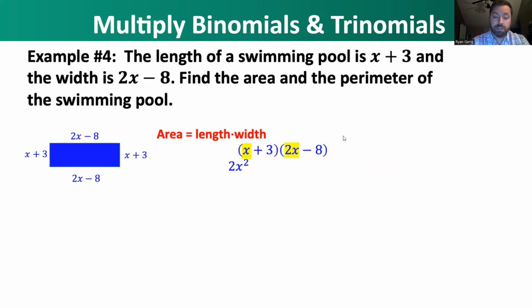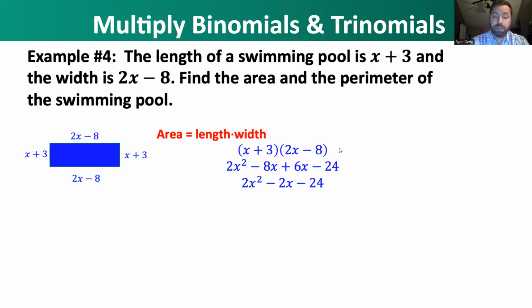X times 2x is 2x squared. X times negative 8 is negative 8x. 3 times 2x is 6x. And 3 times negative 8 is negative 24. We just did FOIL. 2x squared doesn't have a like term, so just write it down again. Negative 8x and 6x makes negative 2x. And negative 24 does not have a like term. That's the area of the pool in terms of x.